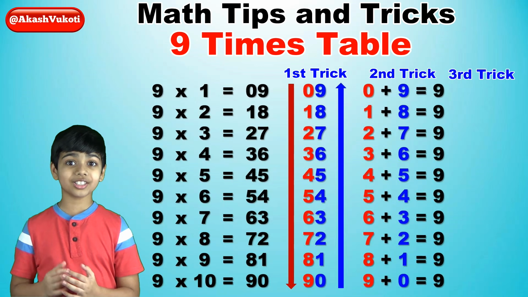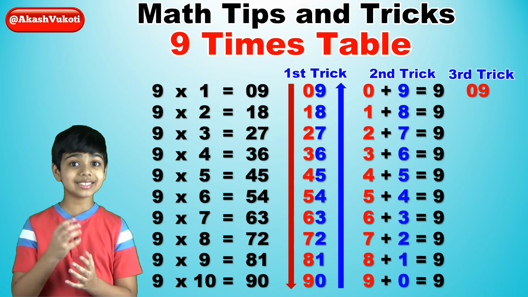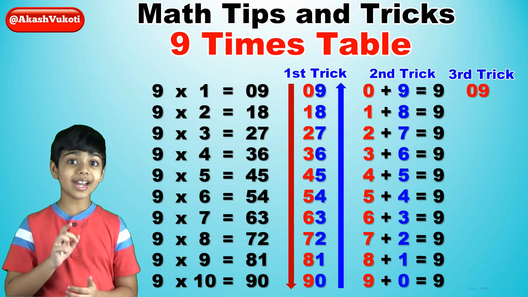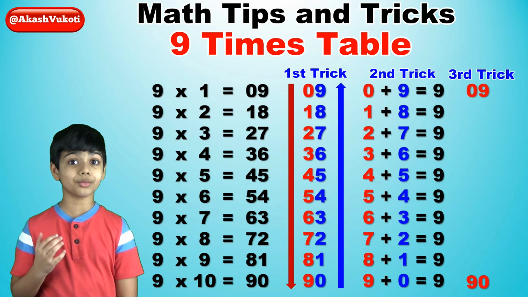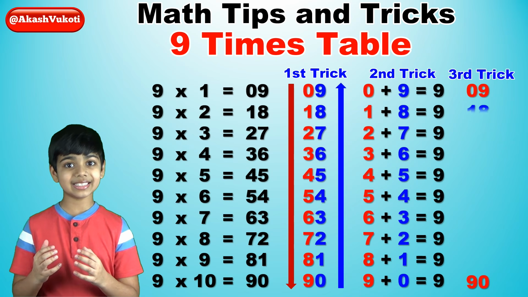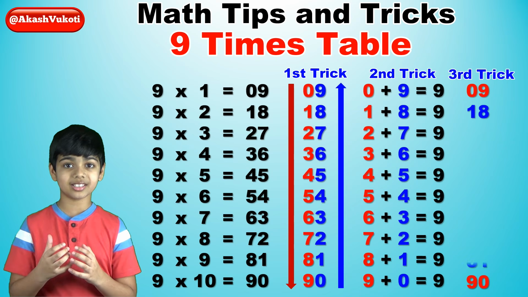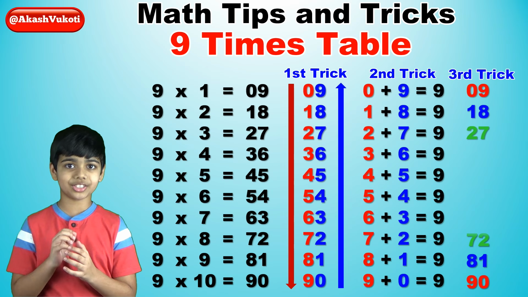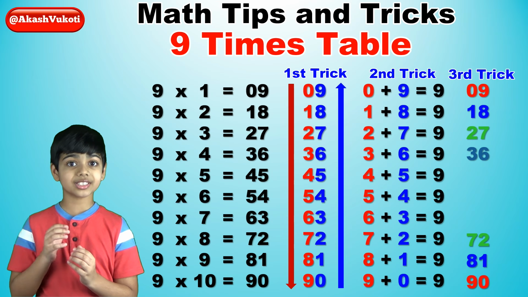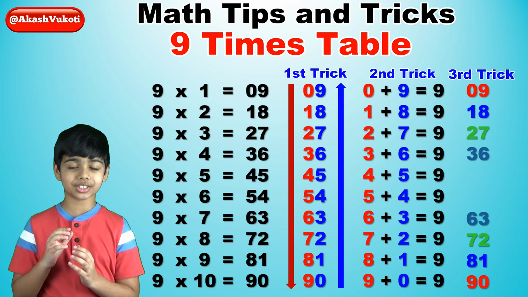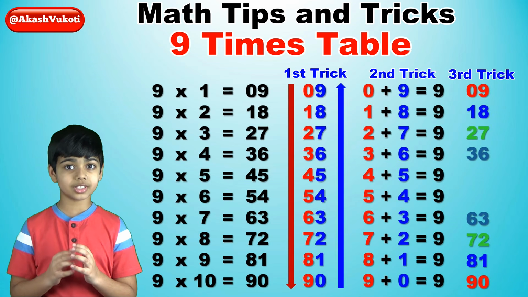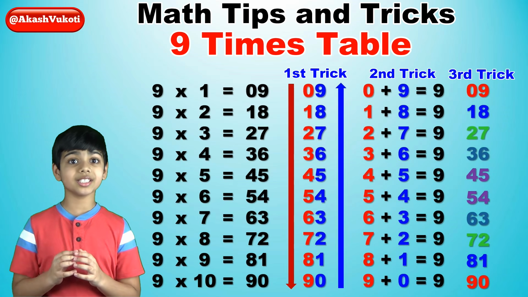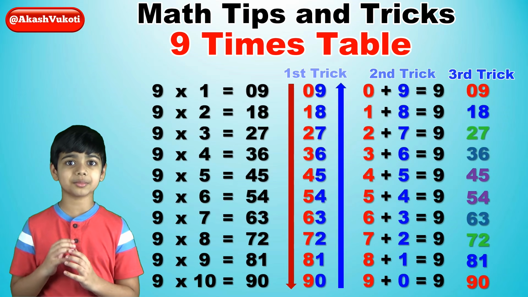The third trick is that you'll notice that 9 times 1 is 09, or 9. And 9 times 10 is the reverse, 90. In the same way, 9 times 2 is 18, and 9 times 9 is 81. 9 times 3 is 27, and 9 times 8 is 72. 9 times 4 is 36, and 9 times 7 is 63. And finally, 9 times 5 is 45, and 9 times 6 is 54. These are 3 super easy tricks to memorize the 9 times table.